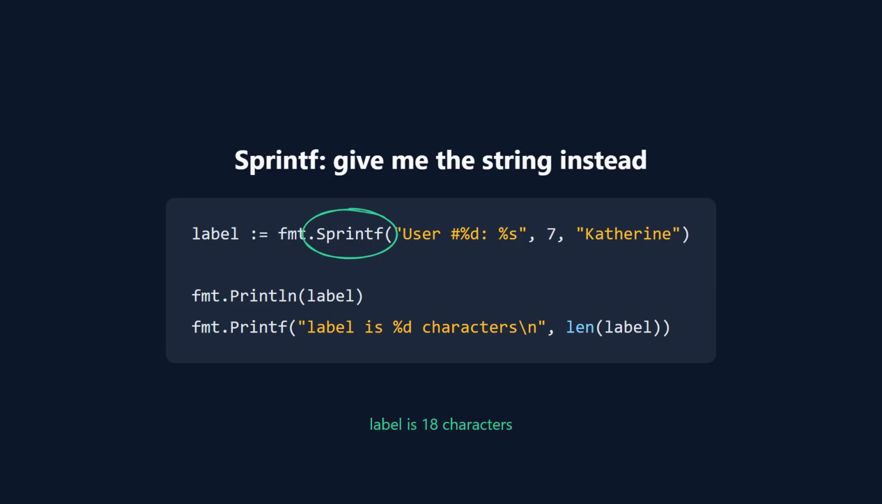Sprintf is one of the most used functions in all of Go. Anytime you need a string with some values dropped into it, this is the tool.